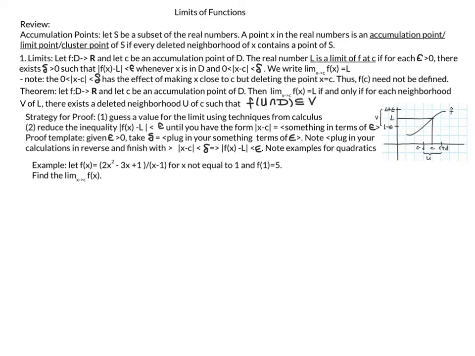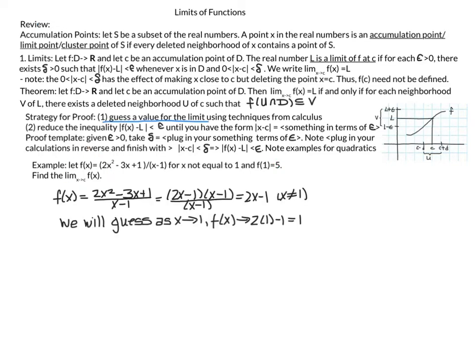Here is another example. Let f of x be equal to 2x squared minus 3x plus 1 divided by x minus 1 for x not equal to 1, and f of 1 is equal to 5. We want to find the limit of f of x as x approaches c. The first thing we want to do is guess a value for the limit. So I'm going to look at 2x squared minus 3x plus 1 over x minus 1. I factor, and then I can see I can cancel this out, and I get 2x minus 1.